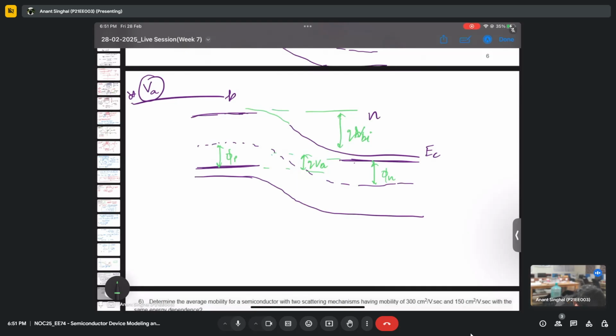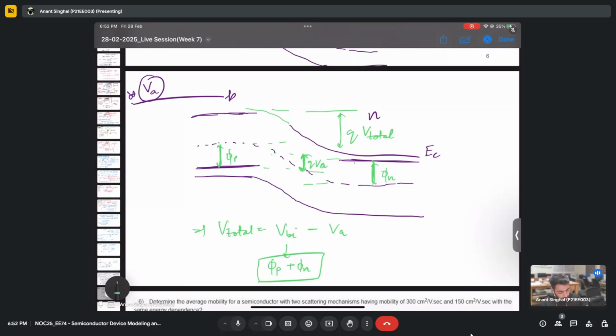So what we have is the V total. It was nothing but VBI plus VA, so it will be minus VA, and VBI is nothing but phi P plus phi n. Makes sense? So adding these two and subtracting these two will give me the V total, right? Which is this. So this is not VBI, this is V total.